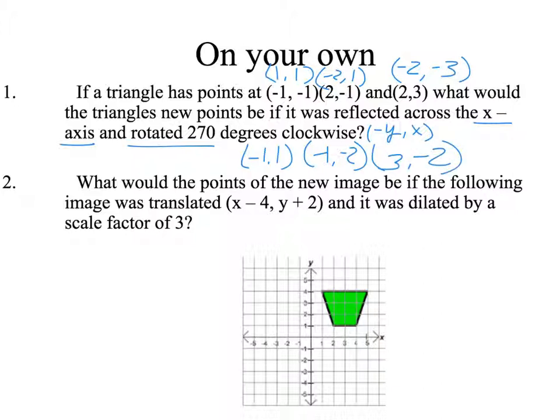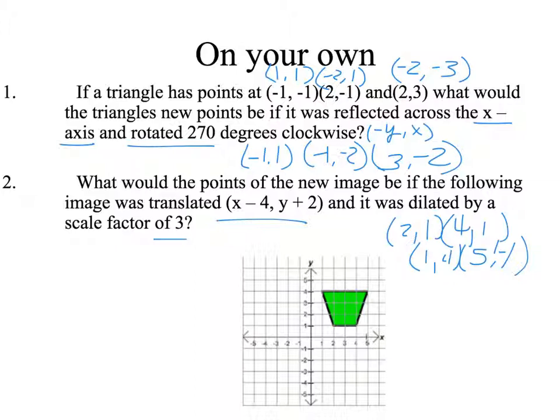This bottom one down here, we're starting at the point, we have 2, 1. We have 4, 1. We have 1, 4. And what's the last one? 5, 4. We're translating it and then dilating it by a scale factor of 3.